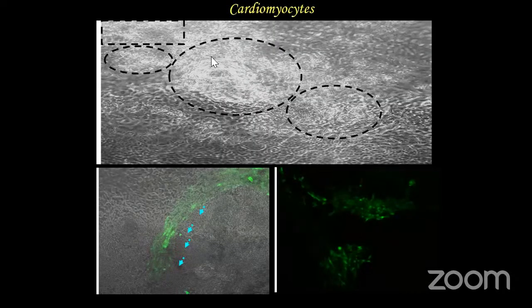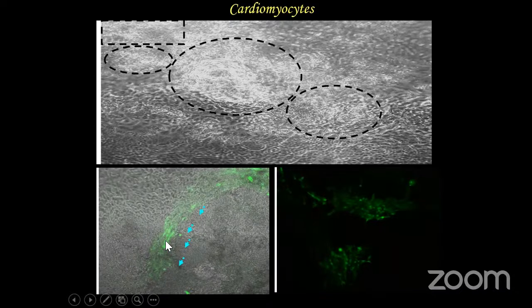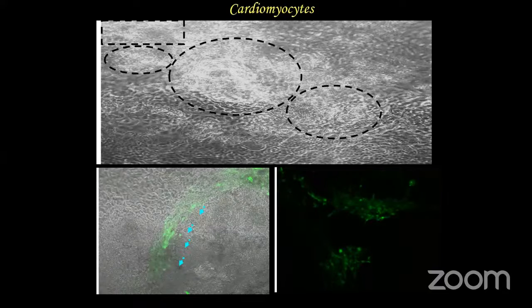Here you see the mesodermal derivative, the cardiomyocytes, where you can see the spontaneous pulsating activity in these cells. They also show a specific wave-like pattern. So this shows these are physiologically active cells. Whatever we are generating in vitro are also doing their functions as it happens in our body.